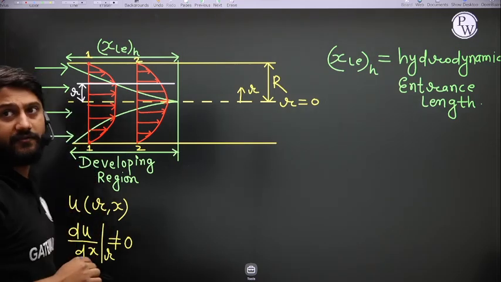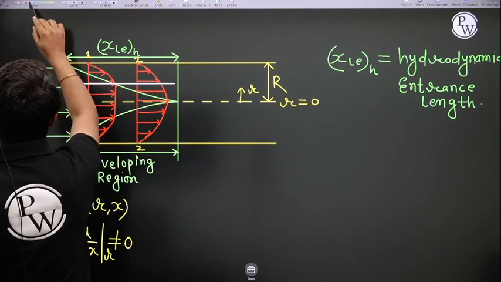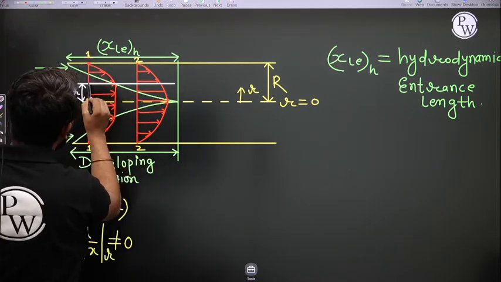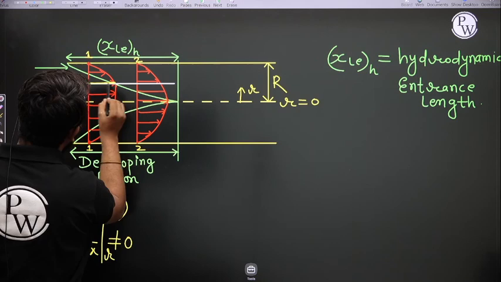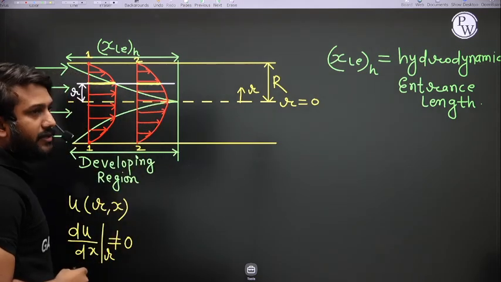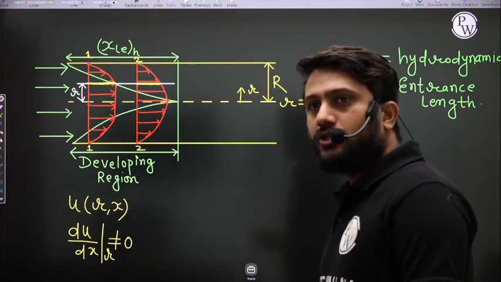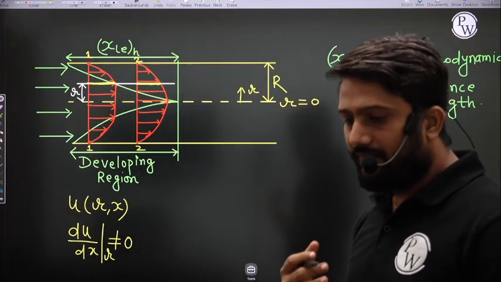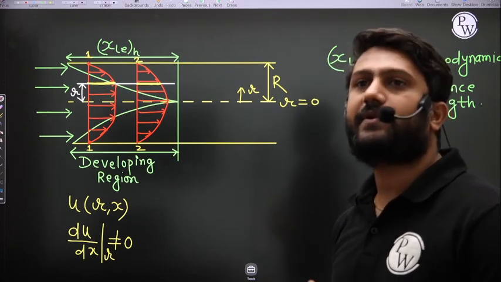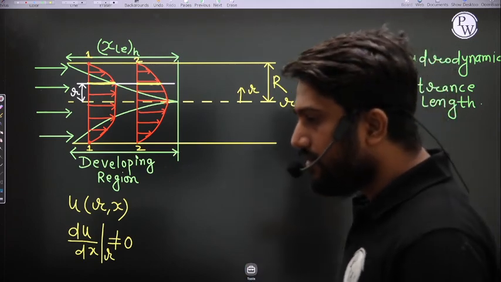This is the r. I fix the r. So see here, at section 1, this layer has a different velocity, and this layer has a different velocity. So if I fix the r, at a particular r, the velocity is changing with respect to x. In which region? In the developing region. So what is the meaning of the developing region?